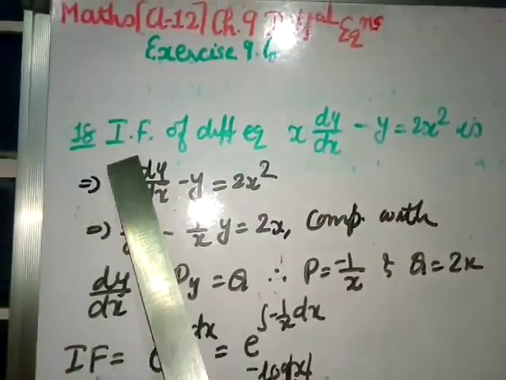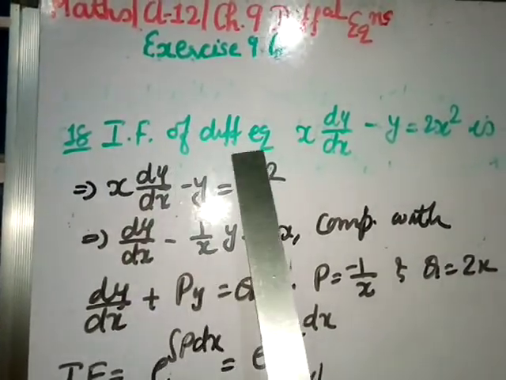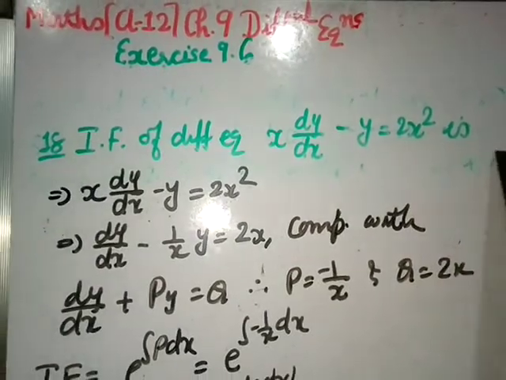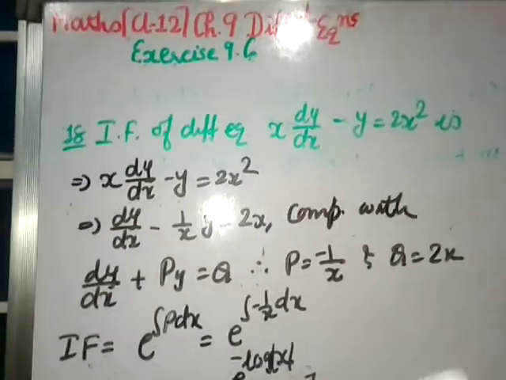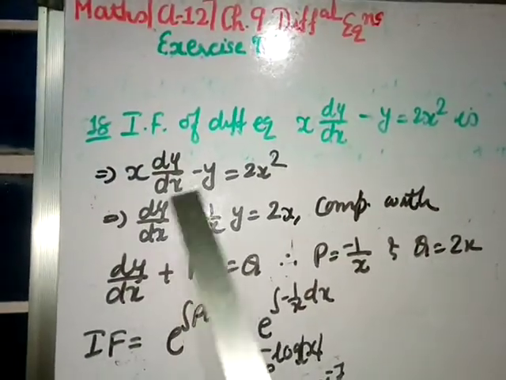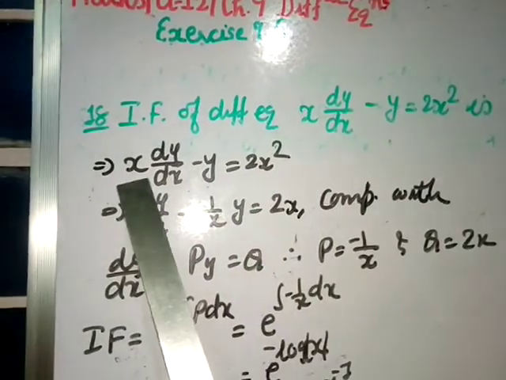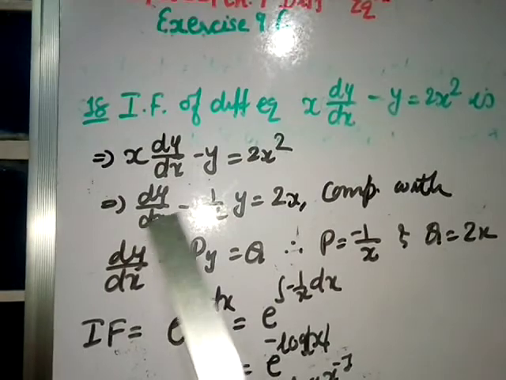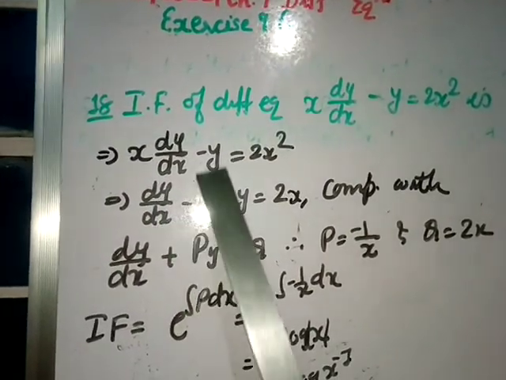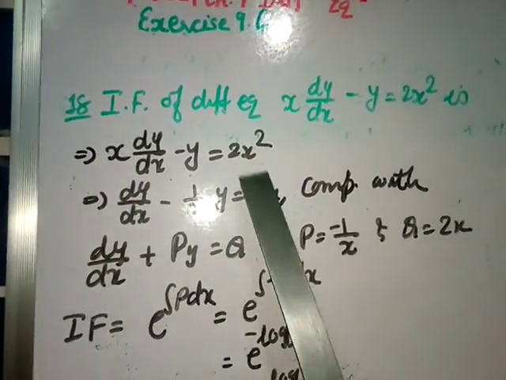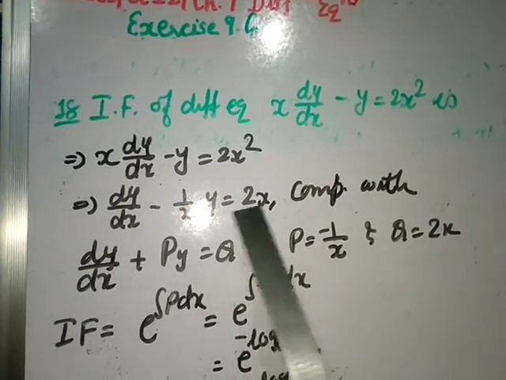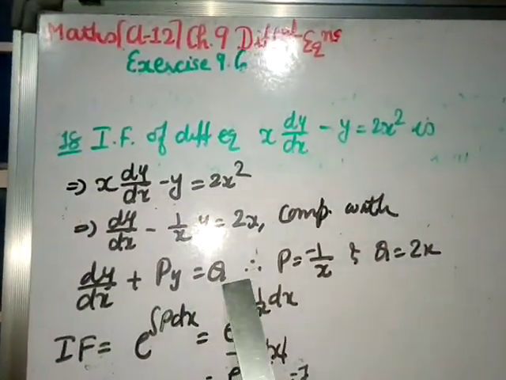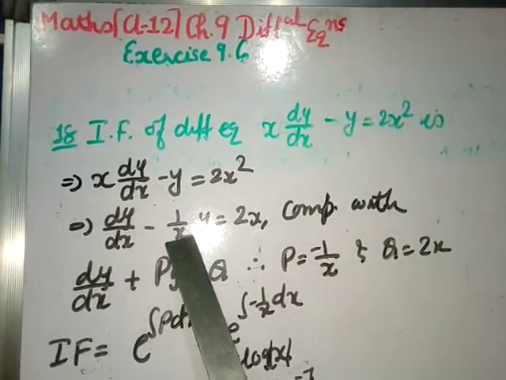Question number 18. If the integrating factor of the differential equation x dy/dx - y = 2x^2 is, they have given us the options. Let us calculate first. Here you need the coefficient of dy/dx to be 1, so divide each term by x. So you get dy/dx - (1/x)y = 2x^2/x, so 2x remains. Comparing with dy/dx + Py = Q, you get P as -1/x and Q as 2x.